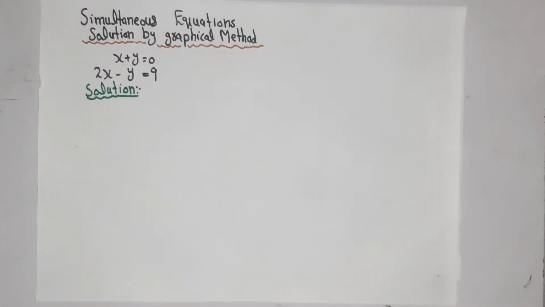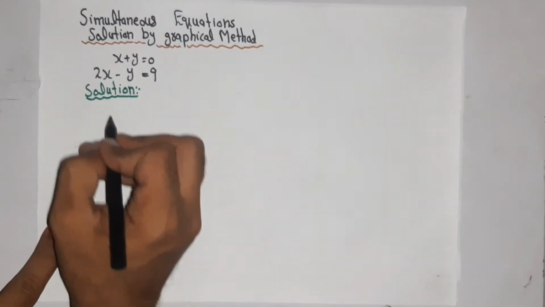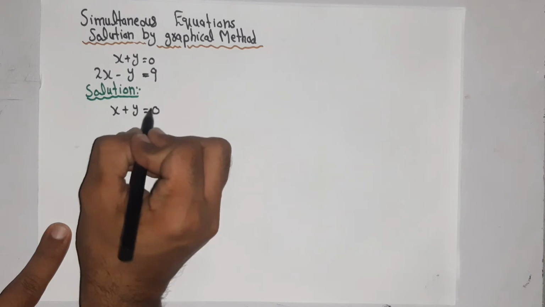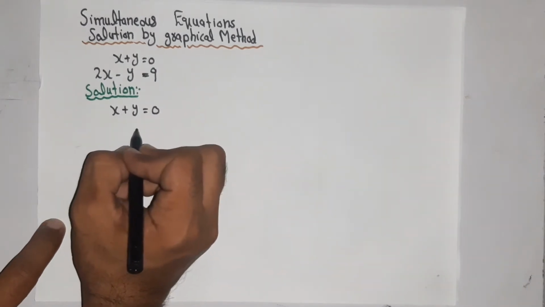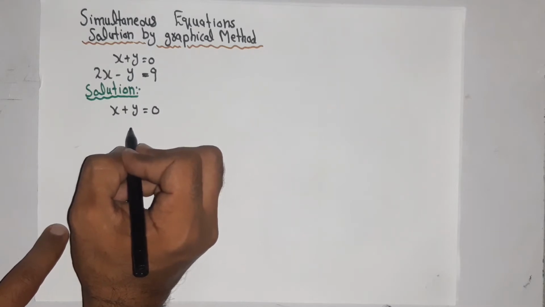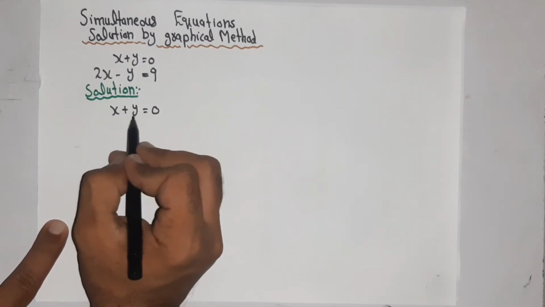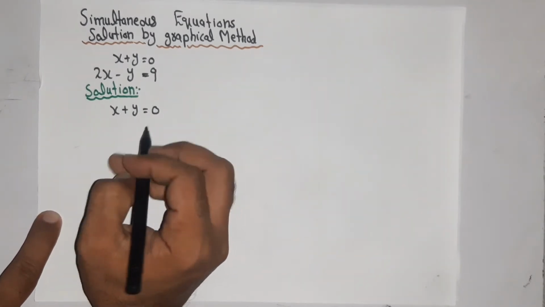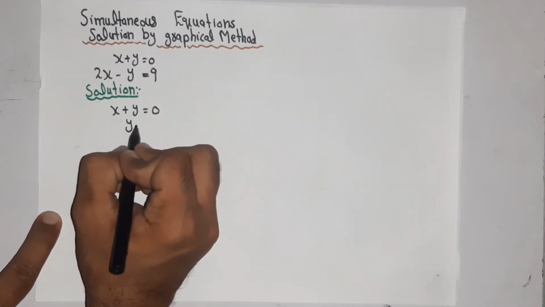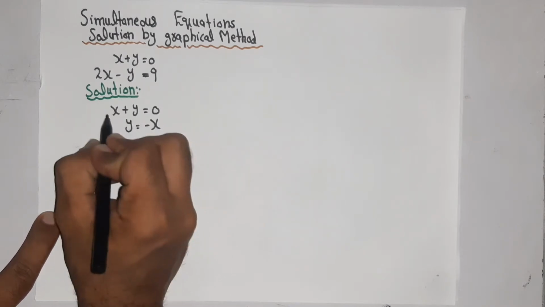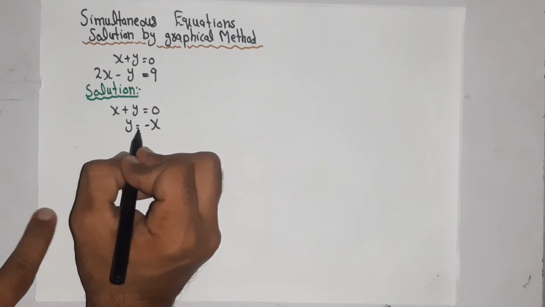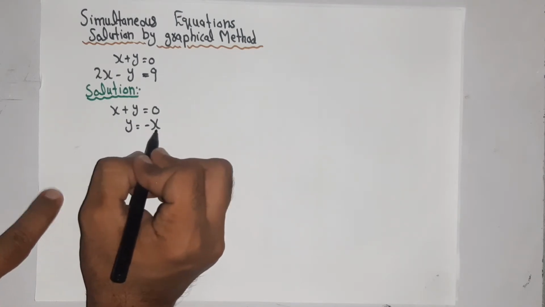So let us take the first equation, that is x plus y equals 0. We have to draw the graph of this equation. So the first step is we will make any variable, x or y, the subject of the equation. If I take y as the subject of the equation, y will be equal to minus x. x is positive here, so if we shift this to the right side, x will be negative. So y equals minus x.